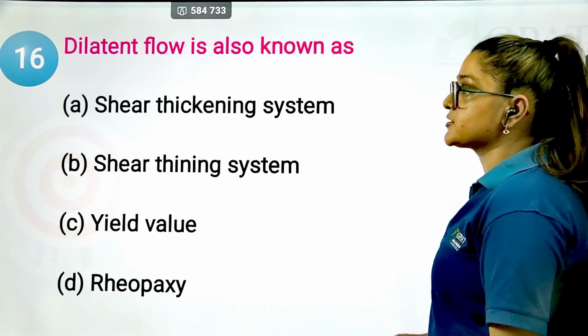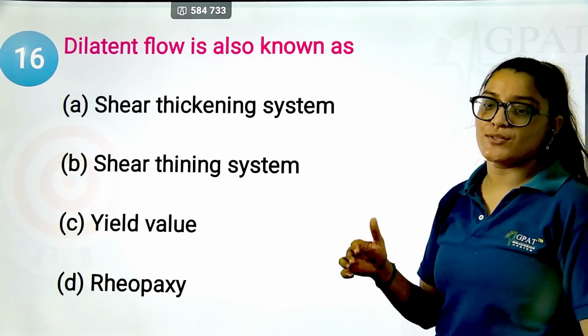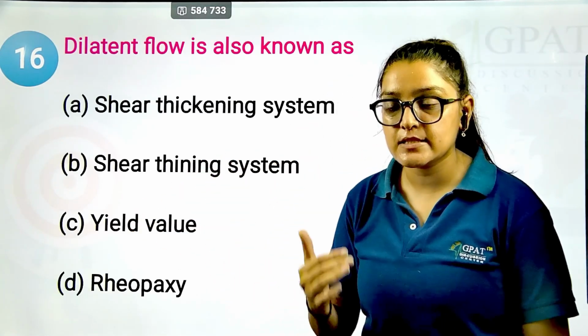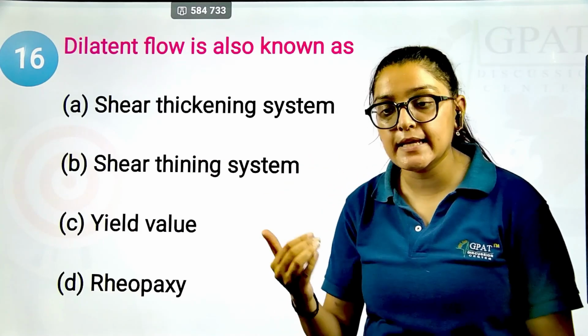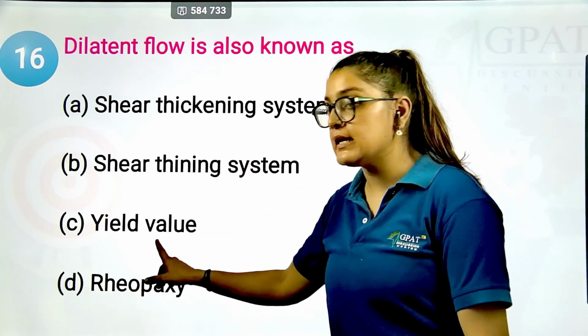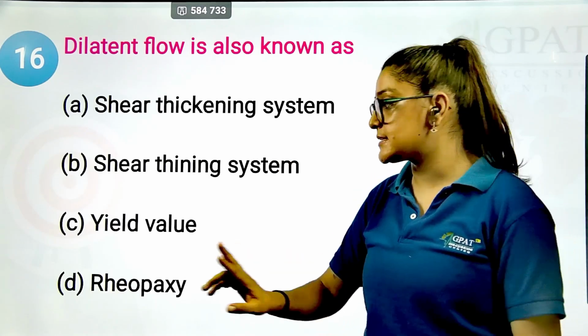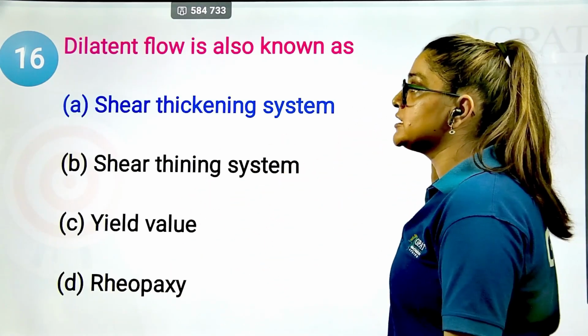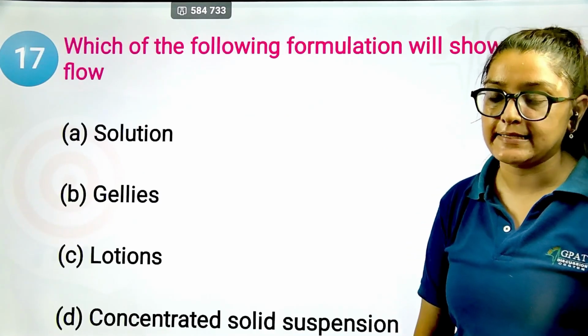Okay, next question. Dilatant flow is also known as... just as I have told you, dilatant systems are known as shear thickening systems. Shear thinning systems are the pseudoplastic systems. Yield value is required in the plastic system. Thixotropy is the time dependent system. Okay, so we have shear thickening system as our correct answer.